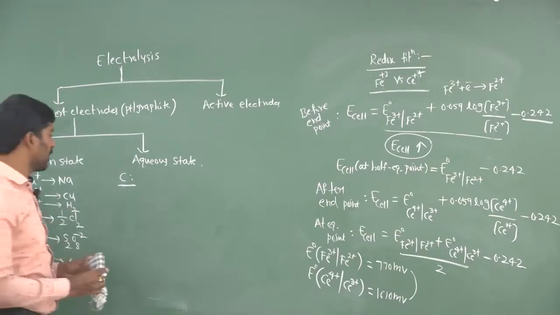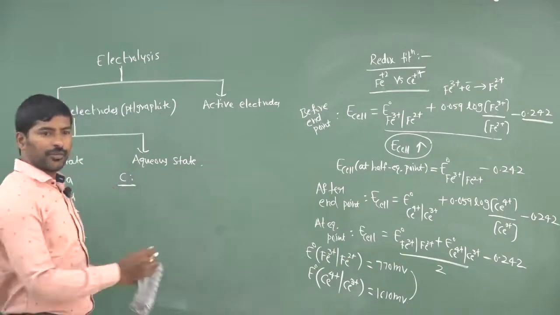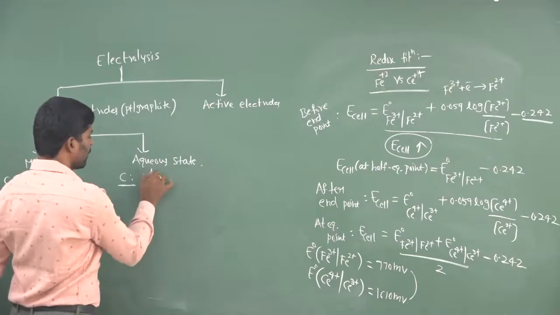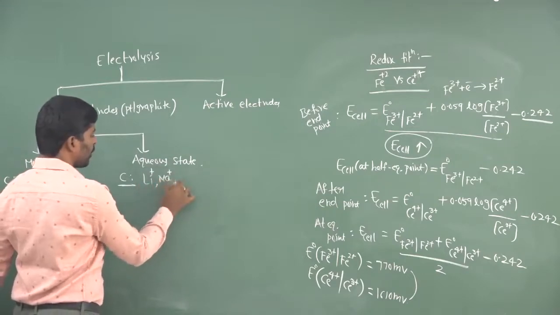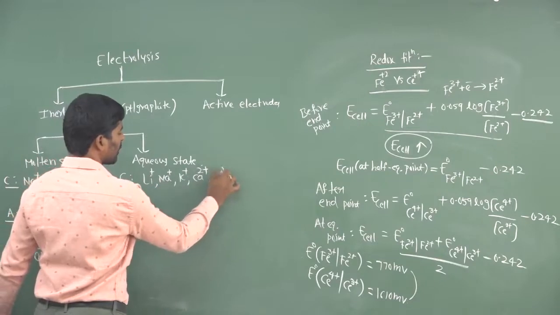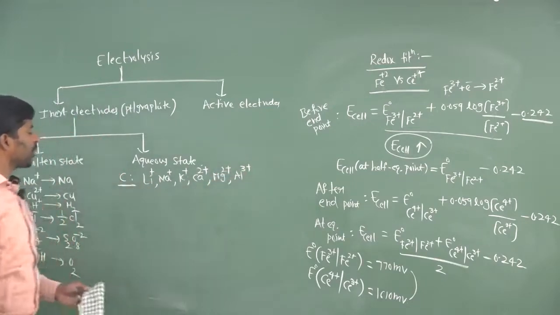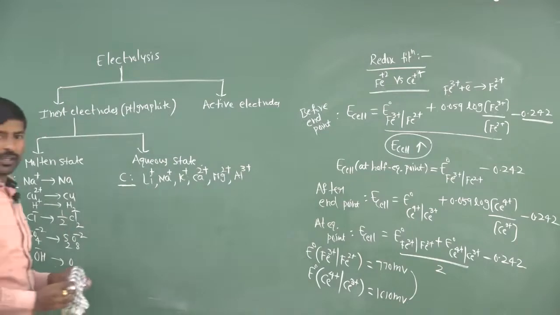Cations and water. If you have which cations, water undergoes reduction? Lithium, sodium, potassium, calcium, magnesium, aluminum. Are there any others? Lithium, sodium, potassium, calcium, magnesium, aluminum, zinc also, right?